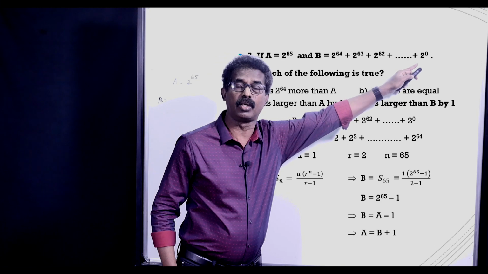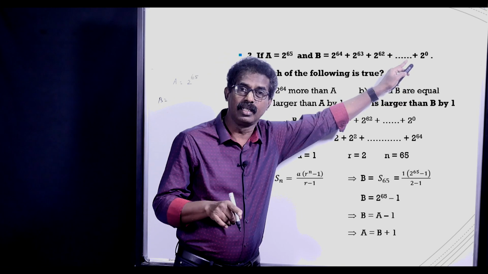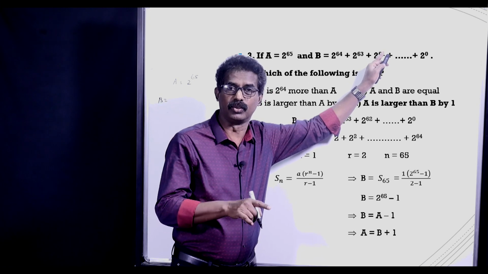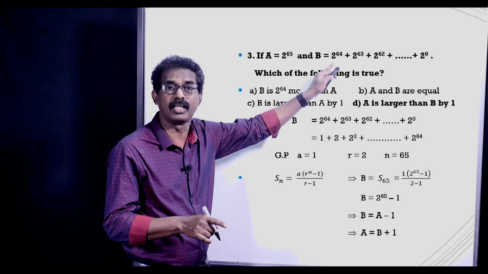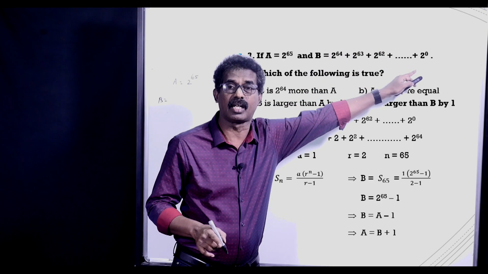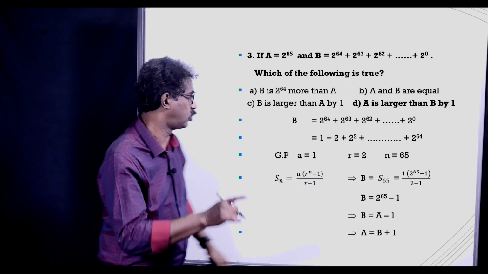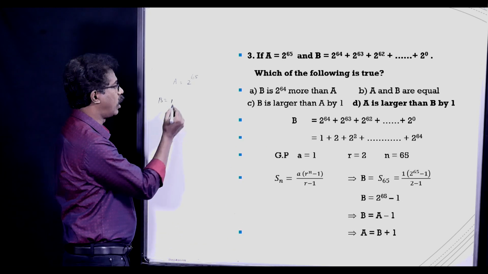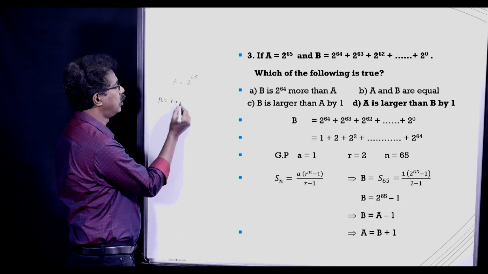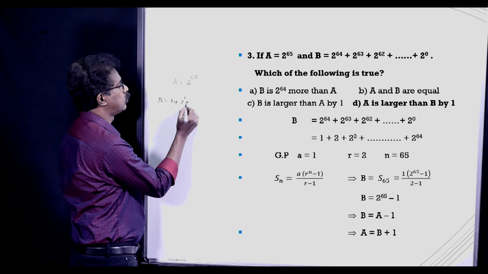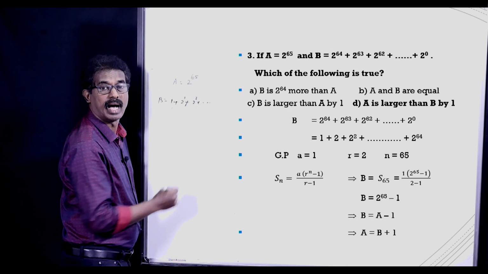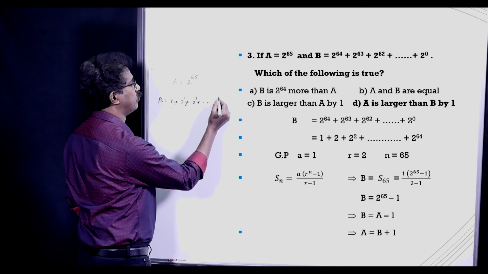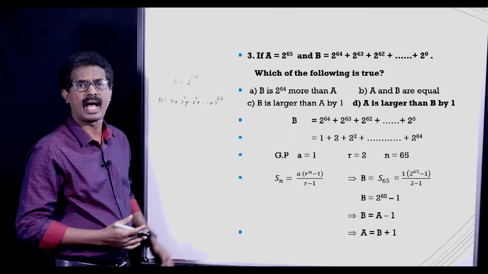The last number is 2 raised to 0. The previous one is 2 raised to 1. Then before that 2 raised to 2. Like that it comes up to 2 raised to 64. So I am going to write in the reverse order. Last one 2 raised to 0 is 1. So 1 plus 2 raised to 1, plus 2 square, and so on. Last one is 2 raised to 64. We want to add all these.